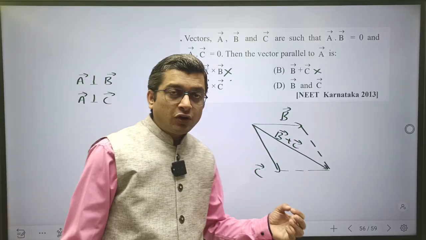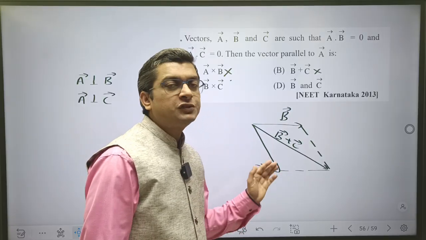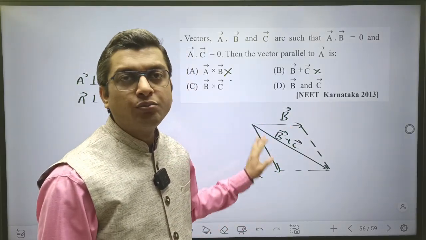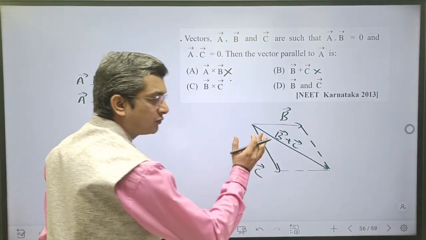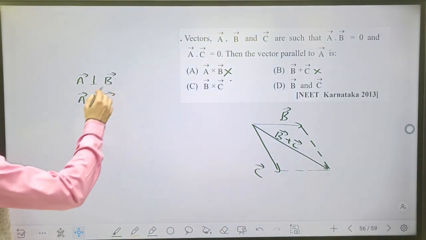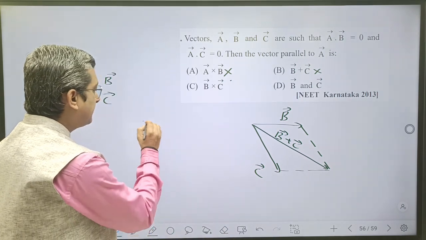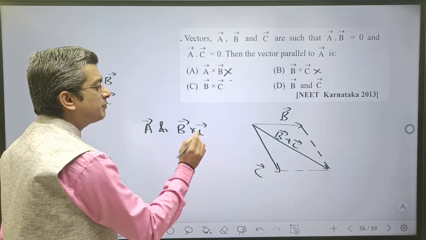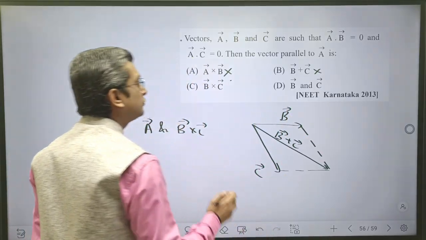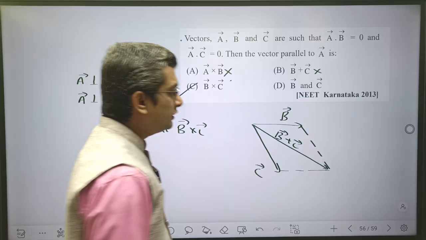The important information is that B cross C is perpendicular to the plane of the board, and as we know, A is perpendicular to the plane of this board because A is perpendicular to B and A is perpendicular to C. So both vector A and vector B cross C are perpendicular to the plane of this board, so this may be the right answer. You have to select the appropriate one.